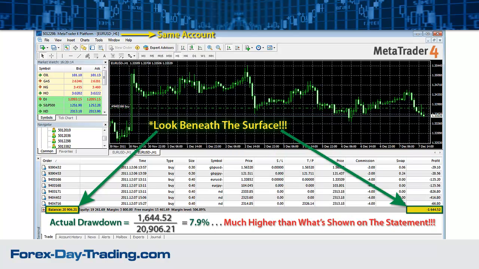Consequently, a trader's statement may display a drawdown of 10%, when in fact the equity could have been down much more than that, before the account recovered and the floating positions at risk were liquidated.